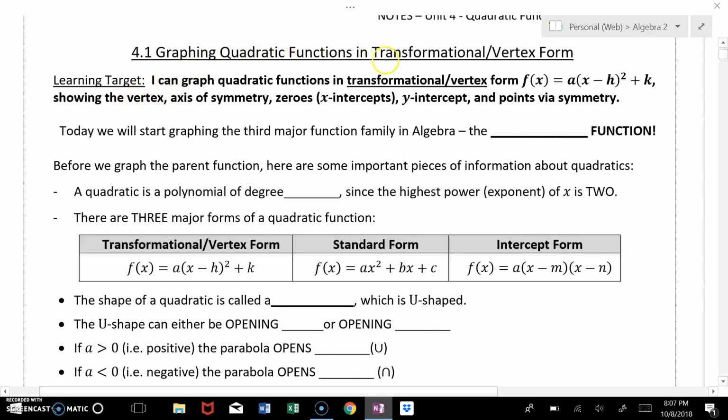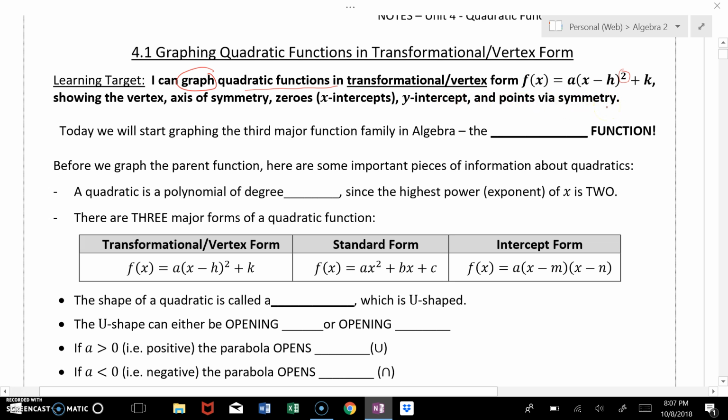So, graphing quadratic functions in transformational, also known as vertex form. Our learning target is we can graph quadratic functions in these forms, which we have seen before: f of x equals a times the quantity x minus h squared plus k. Notice that there's a squared here instead of having the absolute value lines. We want to show the vertex, axis of symmetry, zeros, which is also our x-intercepts, y-intercept, and points via symmetry.